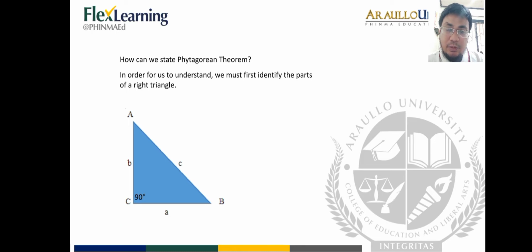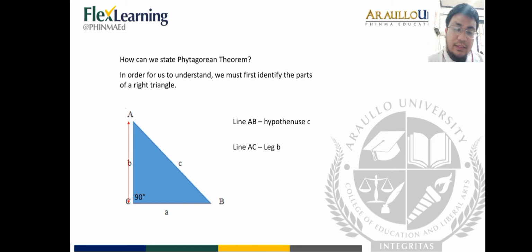From point A to point B is called side c, which is what we call the hypotenuse, line AB. Remember, the hypotenuse is always opposite the right angle. How about side AC? Side AC is called leg b. And how about from point B to C? It is called line BC or leg a.